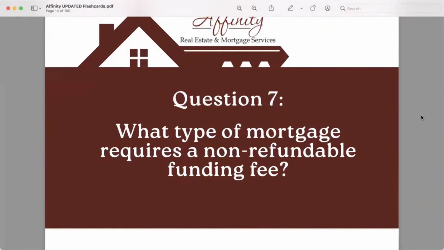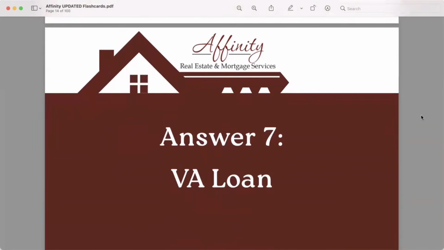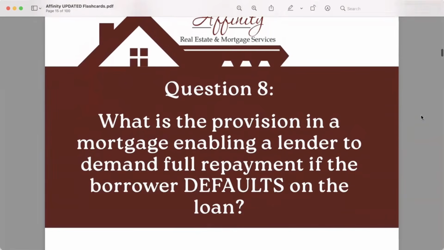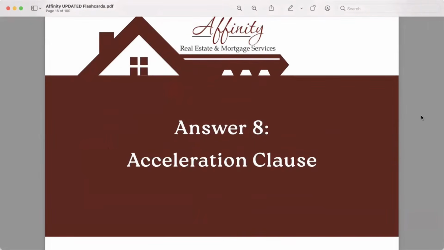Question number seven. What type of mortgage requires a non-refundable funding fee? The answer is VA loan. Question number eight. What is the provision in a mortgage enabling a lender to demand full repayment if the borrower defaults on the loan? The answer is acceleration clause.